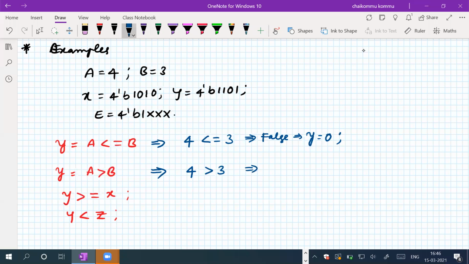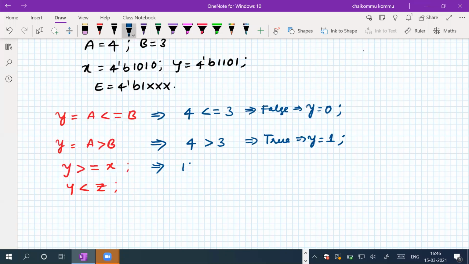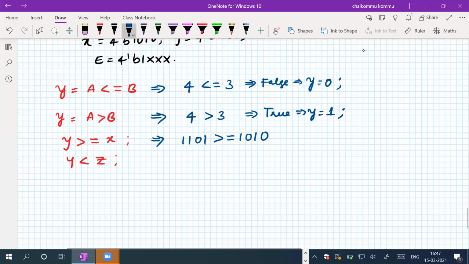What about here? What is X, and what is Y? Y is 1101. Is it greater than or equal to 1010? That is what we have to compare. In this situation, the relational operator evaluates the decimal values. The decimal value of 1101 is 13. Is it greater than or equal to 1010, which is 10? Is it true or false? 13 is greater than 10, there is no doubt, but it is not equal to 10. That means it is false.